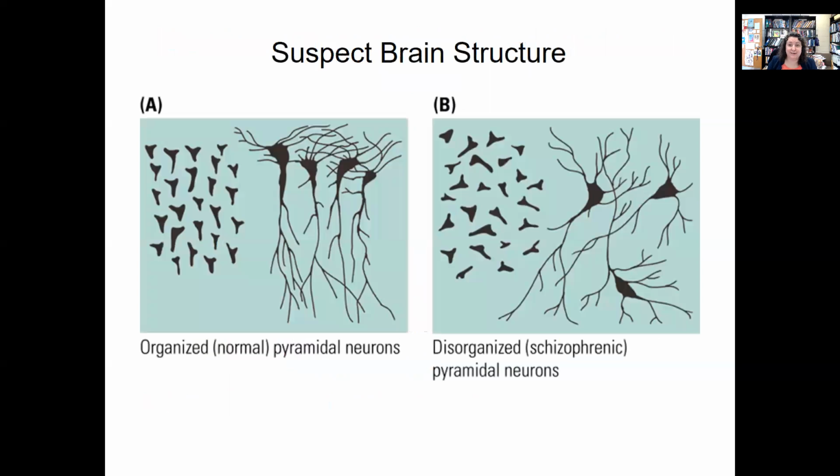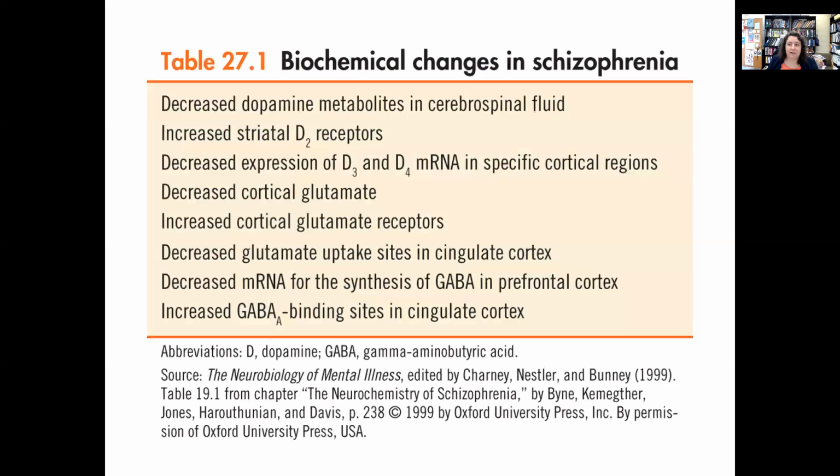They also have found that there are differences in the organization of neurons. So A would be a typical person's neurons, and then you can see B, where they are not all lined up, kind of a little bit willy-nilly, which is, I think, unfortunately a nice metaphor for a lot of what life feels like to people with schizophrenia. These are some of the biochemical changes, so neurotransmitter-related changes. Dopamine is implicated. Glutamate is implicated. GABA is a huge one that is implicated here. Lots of different things going on.